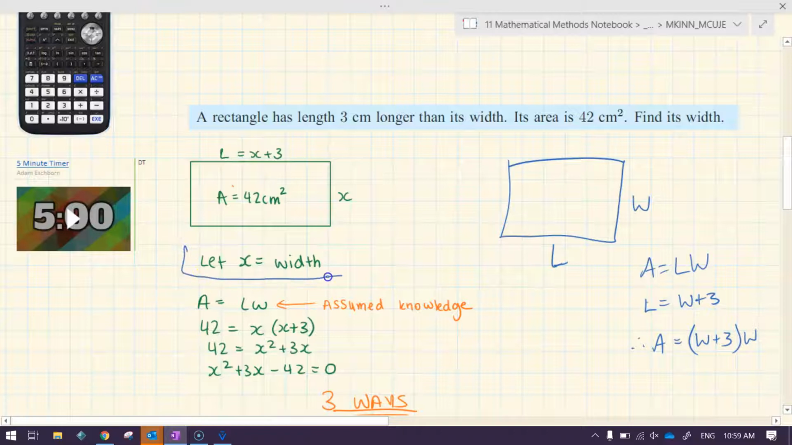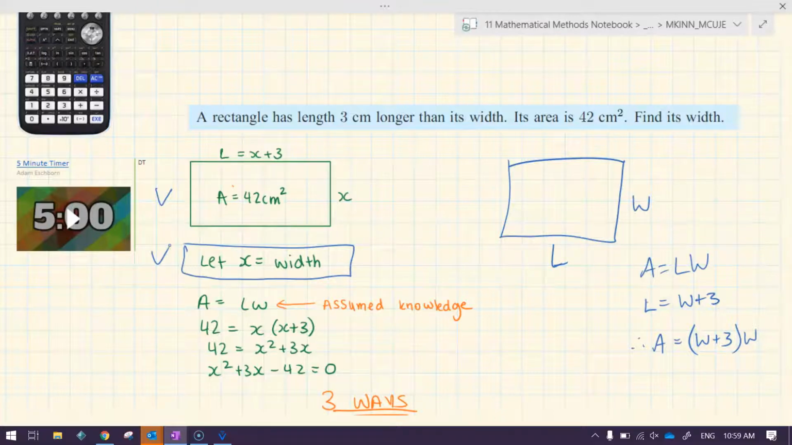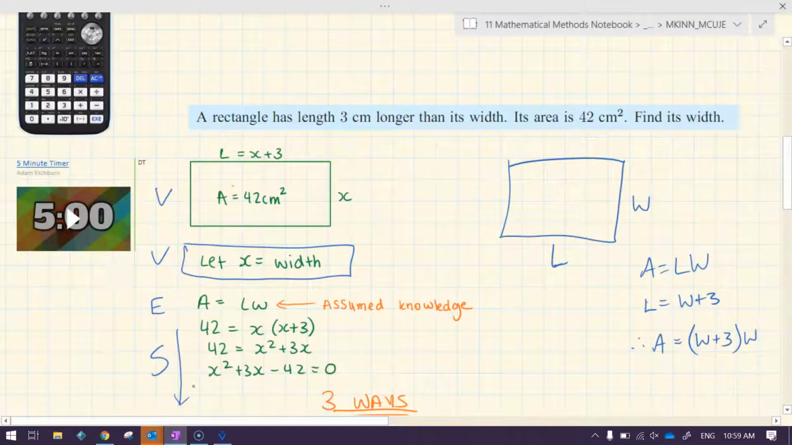You can see that it's just been labelled on the diagram on the left, perfectly fine. Defined the variable. So we've got our first V, visualize. We've got our second V, we're defining a variable. What was the E for? Equations. Look, we made an equation. VVE, what's the next bit? S for solve. It's a quadratic. How do we go about solving a quadratic? Factorize, set it equal to 0, and use our null factor law.